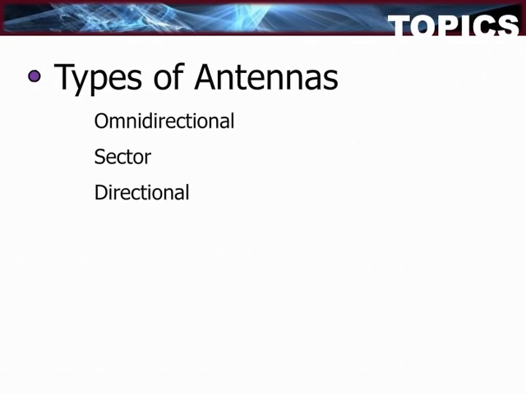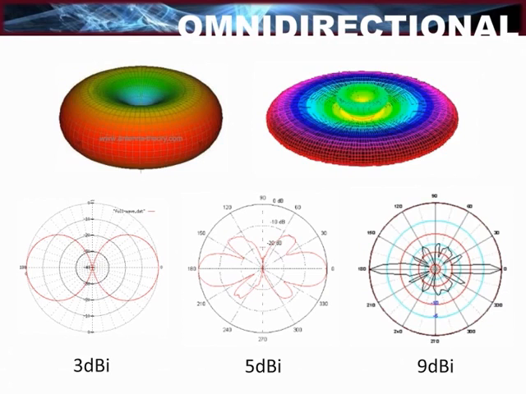Now we will discuss types of antennas. Although there are several different types of antennas on the market, generally speaking, 802.11 systems use omnidirectional antennas, sector antennas, and directional antennas. Let's take a look at omnidirectional antennas.